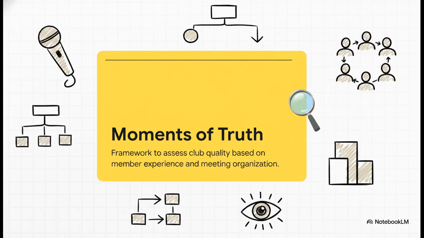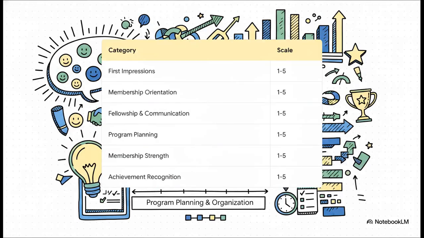Let's define that really clearly so you understand the exact jargon. The moments of truth is a framework used to assess club quality based on member experience and meeting organization. Basically, it's the lens through which you'll view the entire meeting, ensuring you aren't just relying on a random gut feeling, but rather a structured assessment of how the club is actually operating. And this brilliantly illustrates exactly what you'll be looking out for.